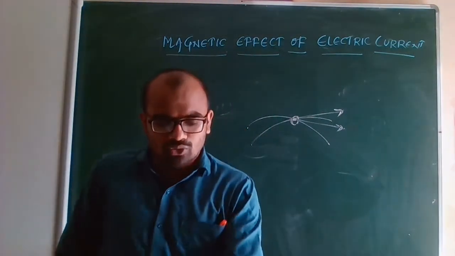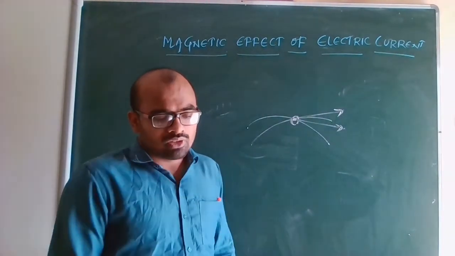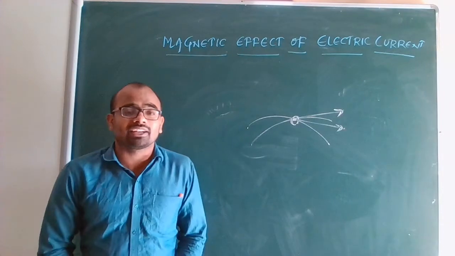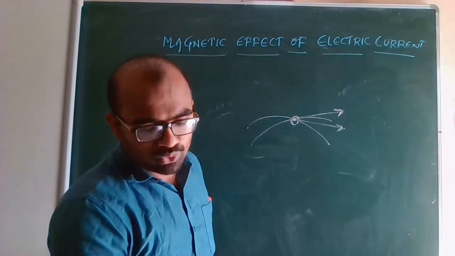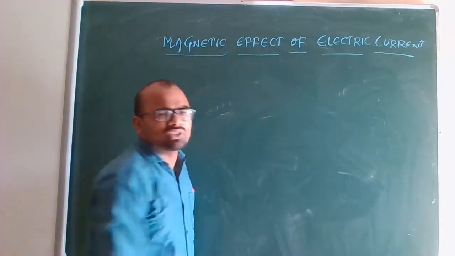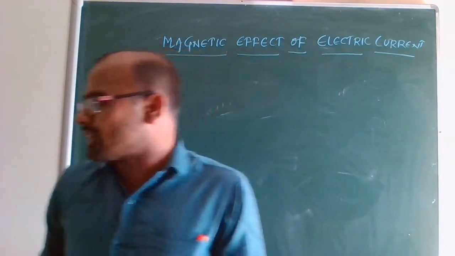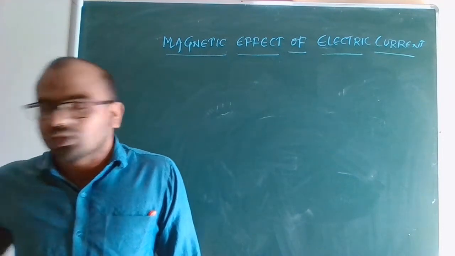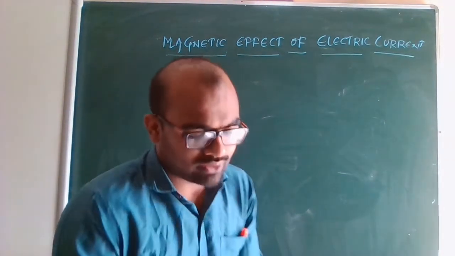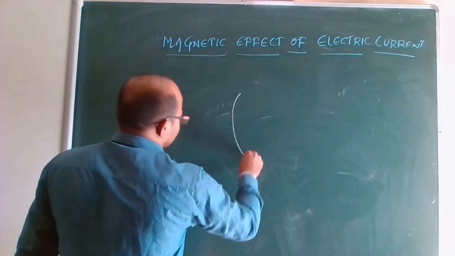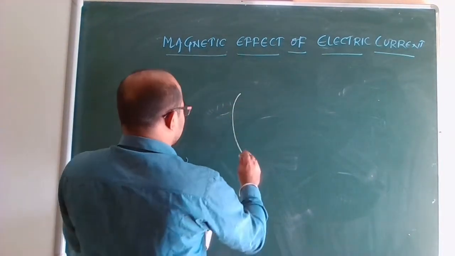In this class we are going to see the magnetic field due to a current through a circular loop. This chapter needs a little bit of imagination, so better you concentrate properly, otherwise it's too difficult. See here, I will just take the diagram.